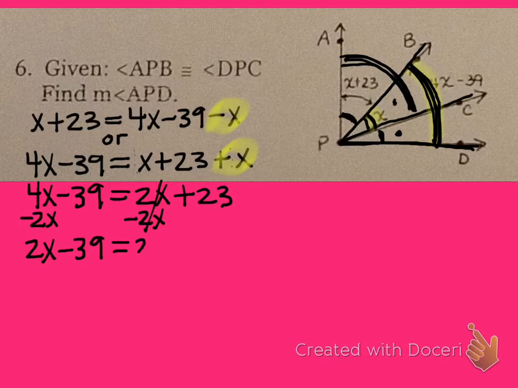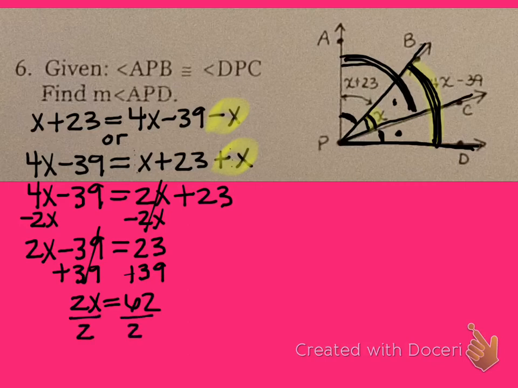And then I want to move that minus 39 to the other side. So I'm going to do that by adding 39 to both sides. And 2x equals 62. And then the last thing is to get rid of the 2 by dividing, because that's the inverse operation of multiplying. And x equals 31. Now that I've got the value of x, I can figure out the answer.